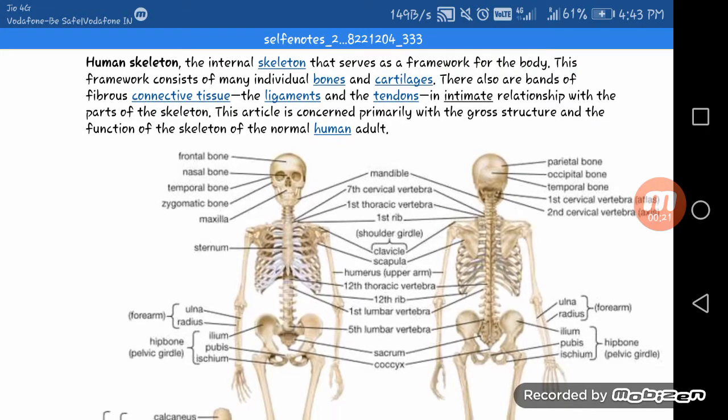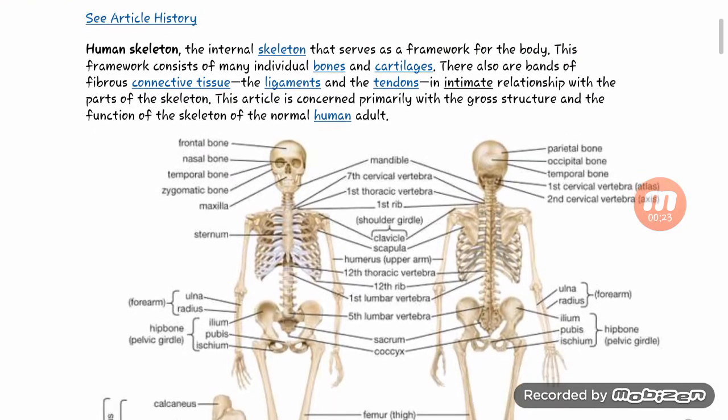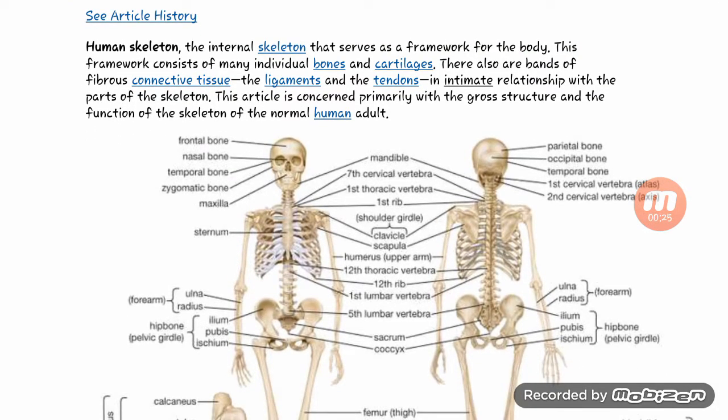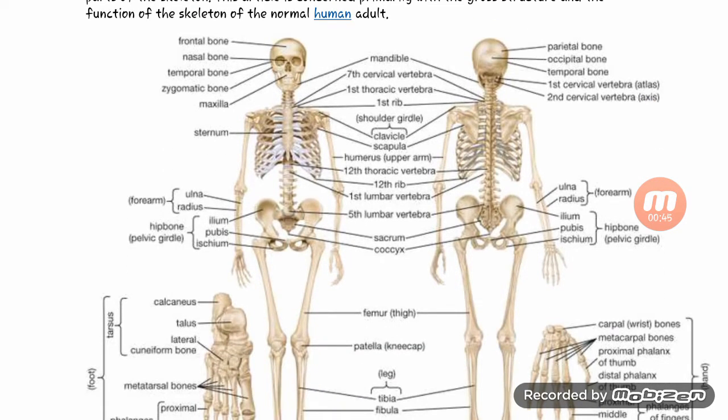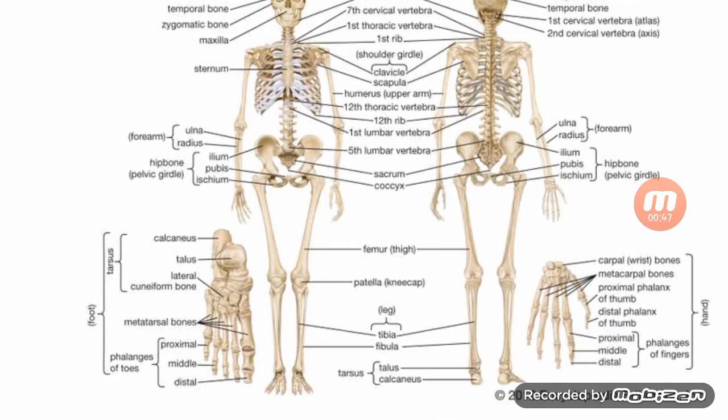The human skeleton is an internal skeleton that serves as a framework for the body. This framework consists of many individual bones and cartilages. There are also bands of fibrous connective tissue, the ligaments and the tendons, in intimate relationship with the parts of the skeleton. In this article you will see the functions of the skeleton and its different parts.